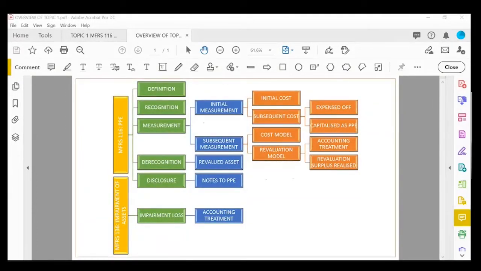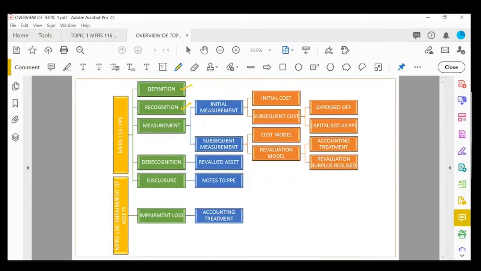All right, so we have covered topic definition and recognition. So from these two topics, definition and recognition, you are now able to create an asset account. It can be land, it can be building, it can be motor vehicle, it can be equipment, furniture, fixtures and fittings, any asset that meets the definition and recognition of PPE.